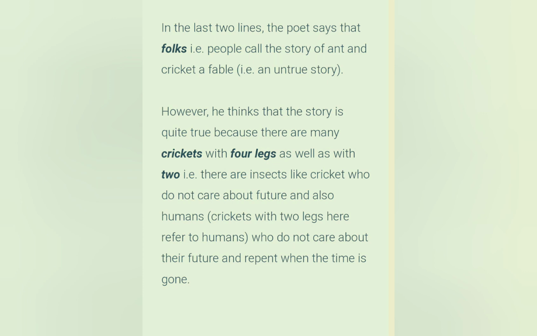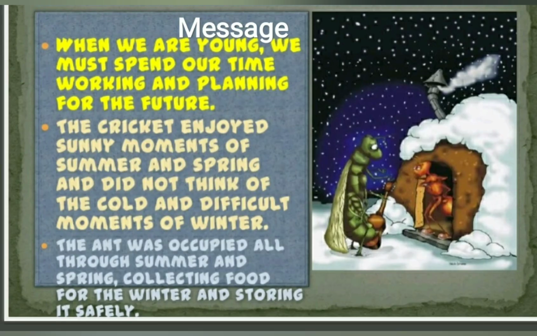Here, humans are who? Here, the poet says crickets with 2 legs. So he is directly referring to the humans. He is criticizing those humans who are very lazy and who do not care about their future and repent when time is gone. Okay, now let's see the message of the poem.